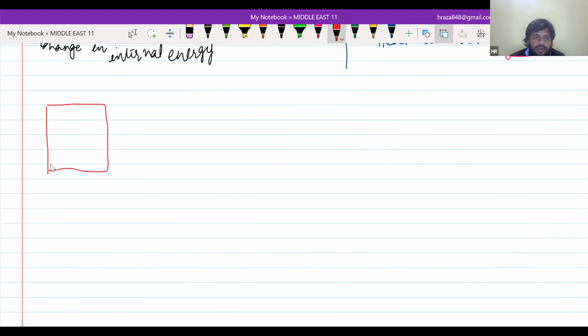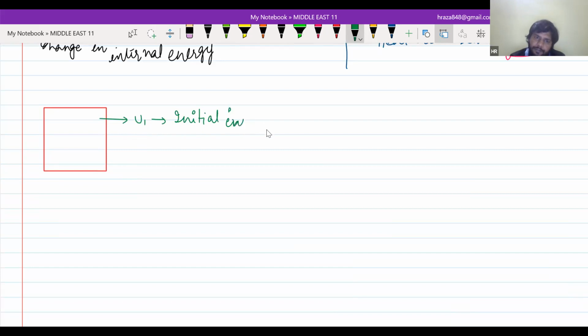Just suppose here is a system, and here is some initial internal energy. U1 is the initial internal energy of the system. Then you come, Krishna, and give Q heat to the system.